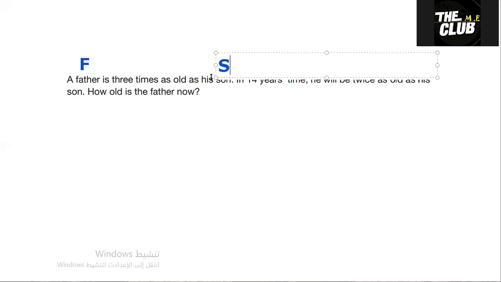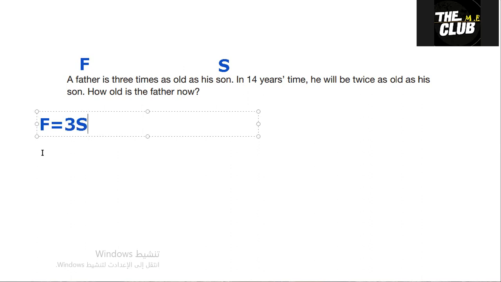The first step you have to do is put letters instead of words so you can use them, okay? A father is 3 times as old as his son. It means that F equals what? 3 times the son, so 3S. In 14 years' time means after 14 years. After 14 years, it means F plus 14, right? Because it's after 14 years.